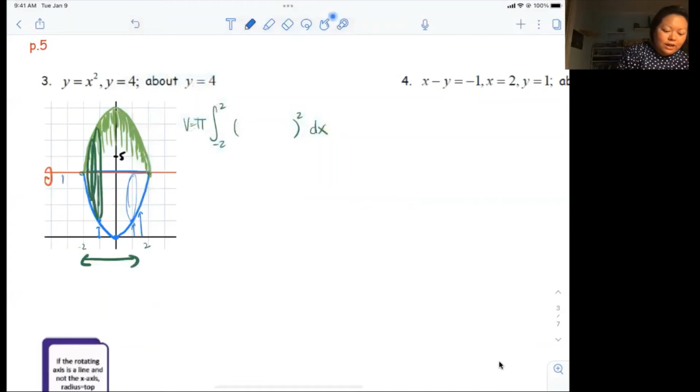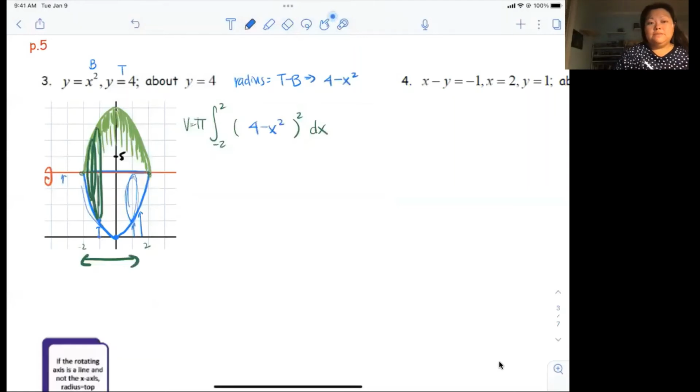It is simply the red line minus my parabola line. So this is my top minus my bottom. It is the difference between the red line and my function itself. So my radius is top minus bottom, hence 4 minus x squared. 4 minus x squared is my radius. Okay, you got to practice this, especially if the axis of revolution moves, then your radius is going to have this top minus bottom or right minus left situation here.